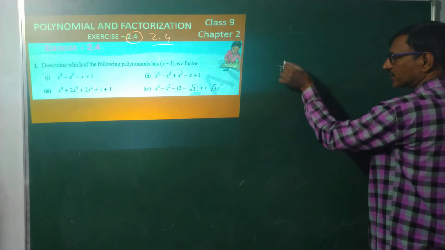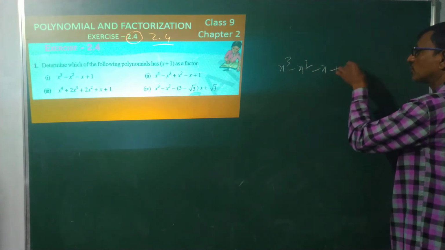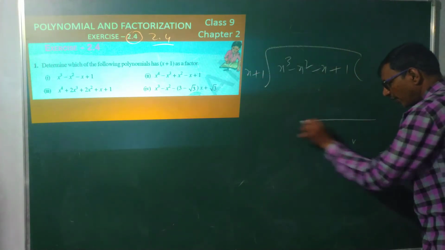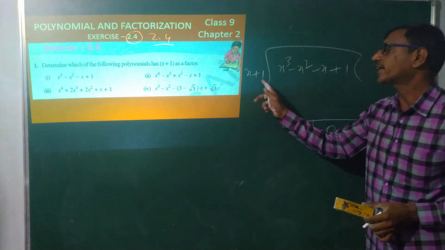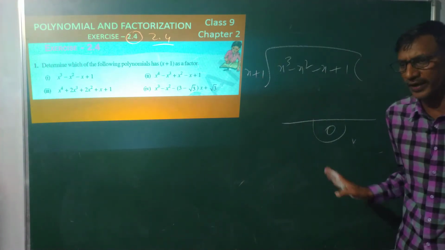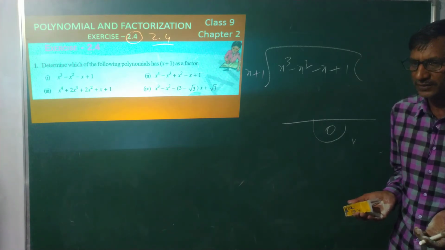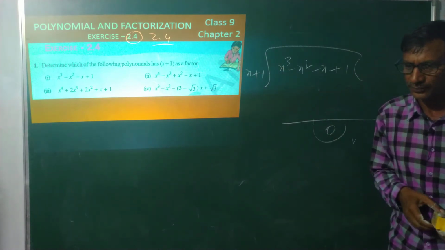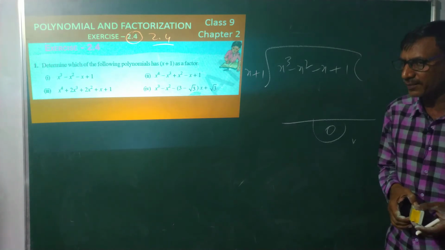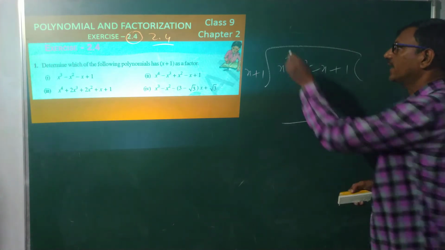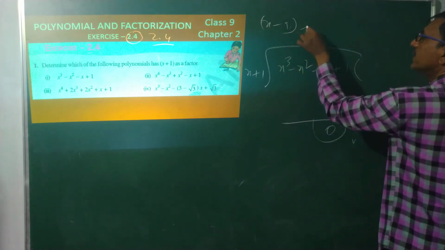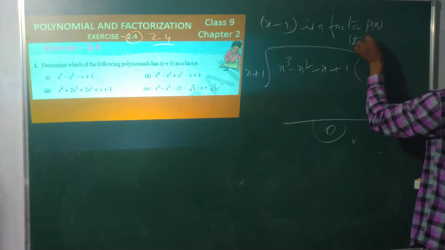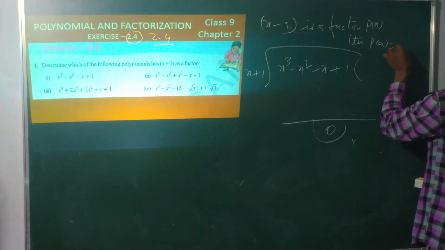My first polynomial is x cube minus x square minus x plus 1. If you divide by x plus 1 and we get 0, then x plus 1 is a factor of this one. We have a technique to do this. Factor theorem says that if x minus a is a factor of P of x, then P of A is equal to 0.